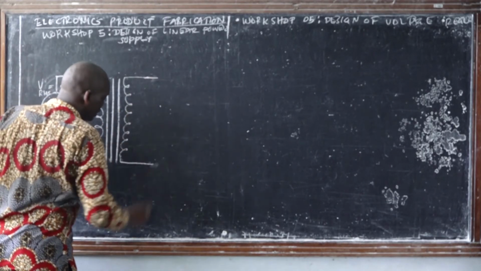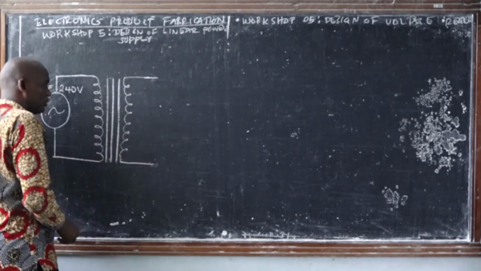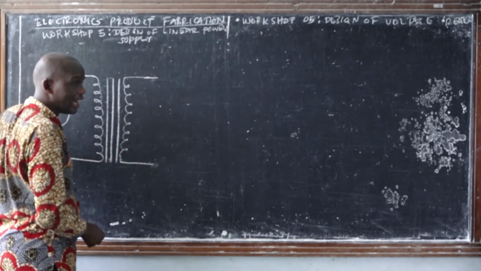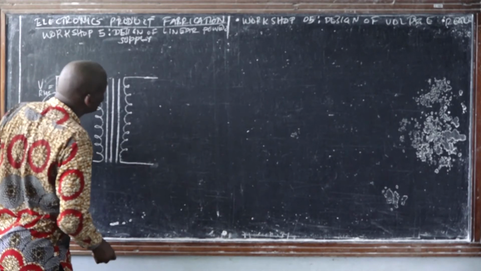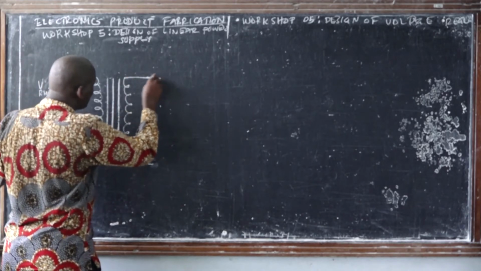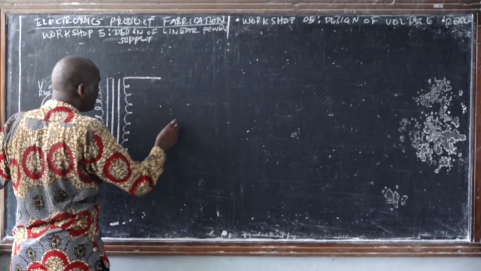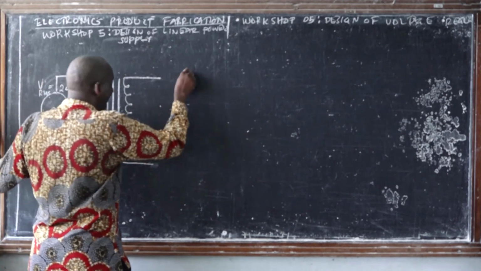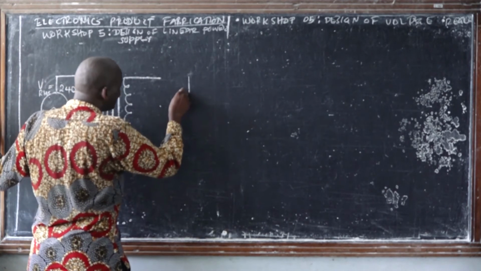Then, listen. The next block is the bridge rectifier, right? You have learned the way of drawing it, but let me teach you another style that you can draw it. So you can draw the bridge rectifier in this style.